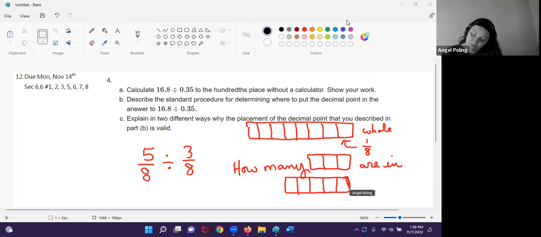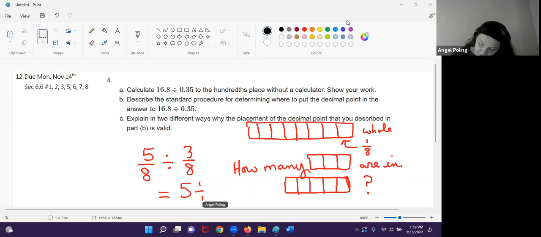And how many of those are in this? So you can see where once we have the same size pieces, we don't really care what size they are. We just need to know how many of a set of 3 can we get out of this set of 5, right? So here we've shown or tried to show that 5/8 divided by 3/8 is the same as 5 divided by 3, because we don't really care about the size here.